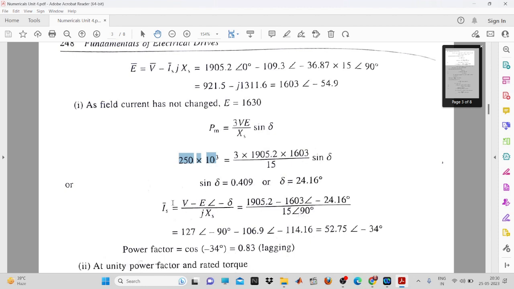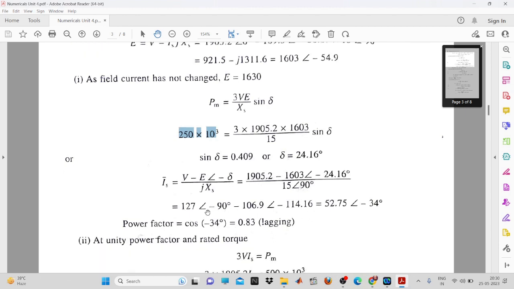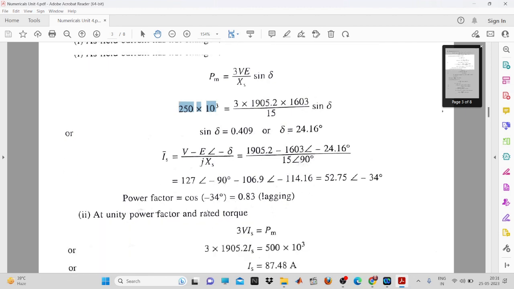Fine, because V is at angle 0. Now you can see here, excitation has not changed, only the delta has changed, and accordingly you can calculate the power factor.